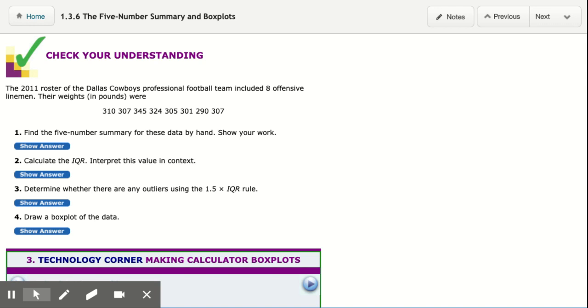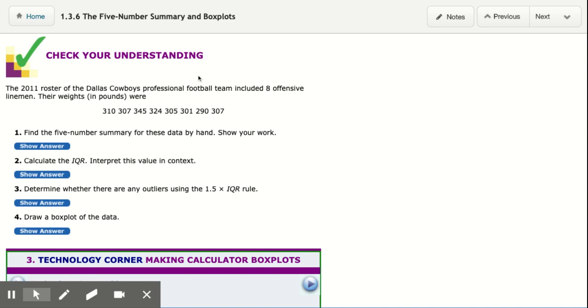In your student notes, this will be numbers 4 through 7. And here's the scenario: we've got the 8 offensive linemen for the 2011 Dallas Cowboys professional NFL football team, and these are their weights. So it goes 310, 307, 345, 324, 305, 301, 290, and 307. So a group of quantitative data.